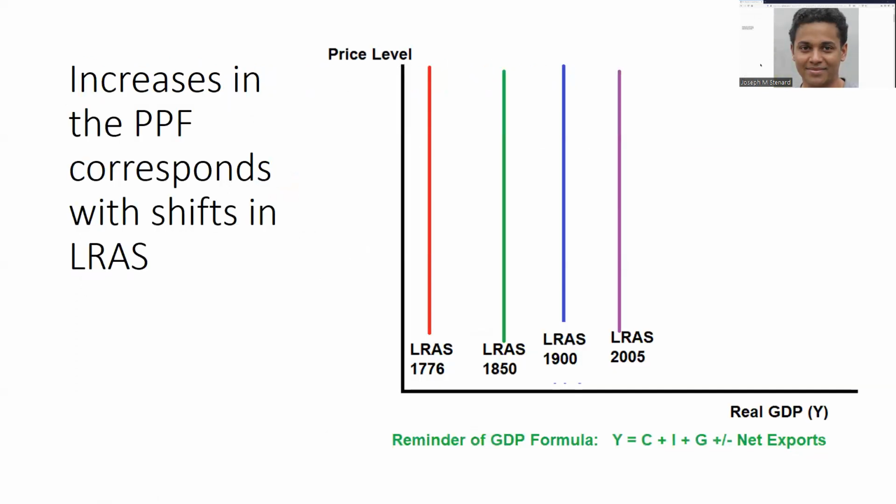Now, to show how the long run aggregate supply curve grows, I went back to those same years and I said, this is the relationship here. Our long run aggregate supply curve was very limited because our production possibilities were very limited back in 1776. But again, because of increases in our factors of production, we were able to produce more and have a higher GDP in 1850, 1900, 2005.